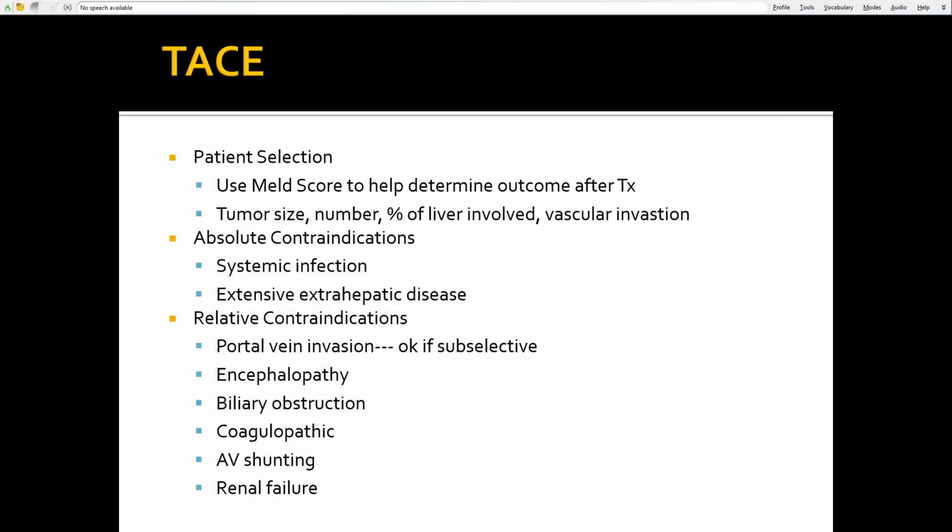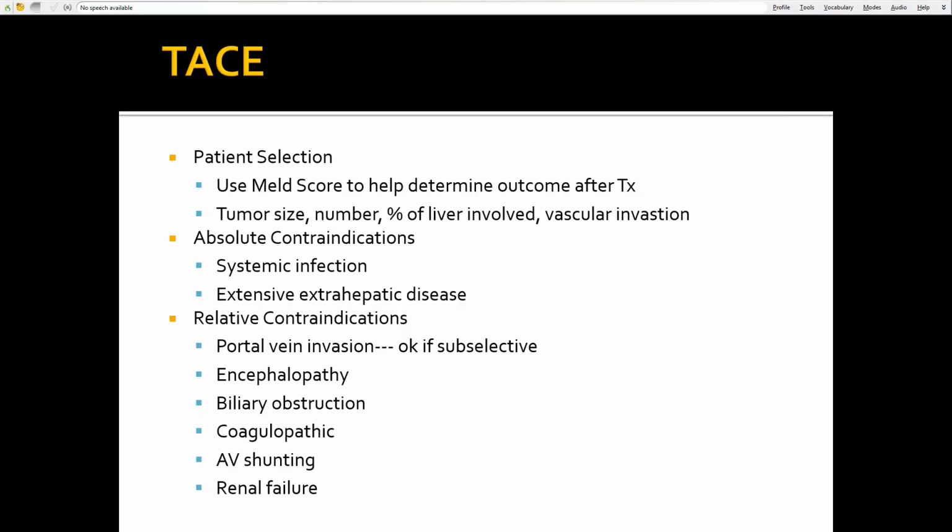Contraindications would be systemic infection or extensive extrahepatic disease. You really don't want to be treating a patient with TACE if they've already walked in your door and they've got stage 4 cancer and it's all over their body. You're not really going to do them good. So you really want to treat when it's fairly localized and only within the liver itself.